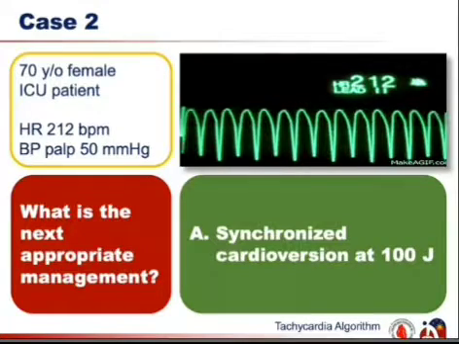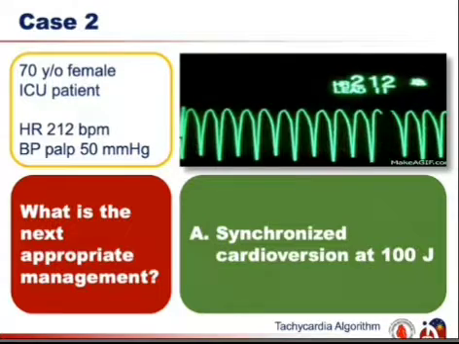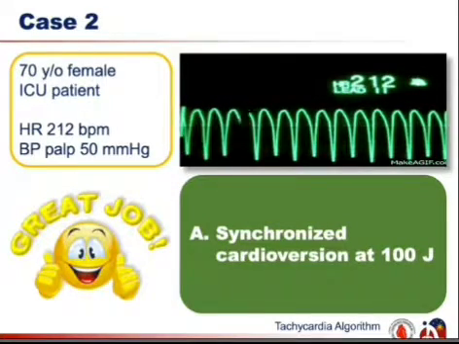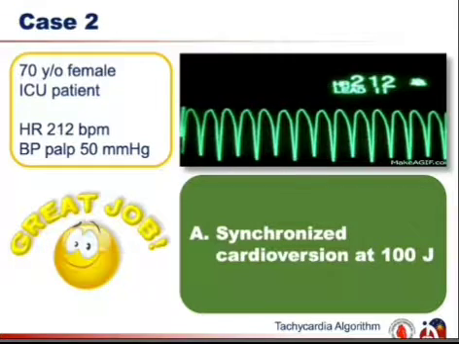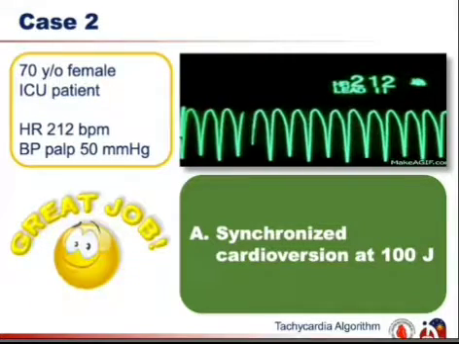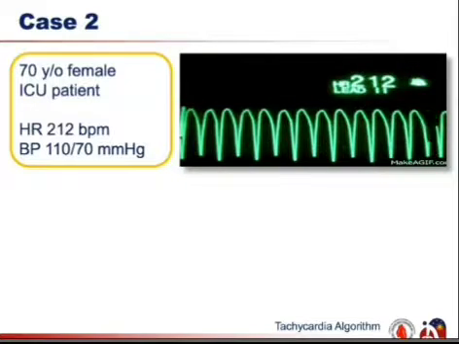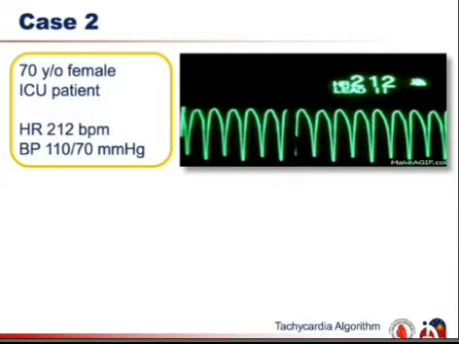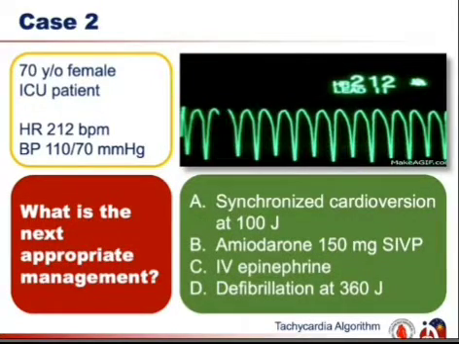The answer is A. Synchronized cardioversion at 100 joules. You are correct. Good job. Again, for unstable tachycardia, you opt for synchronized cardioversion. On reassessment, the patient's blood pressure goes up to 110/70 millimeters mercury. What is your next appropriate step?